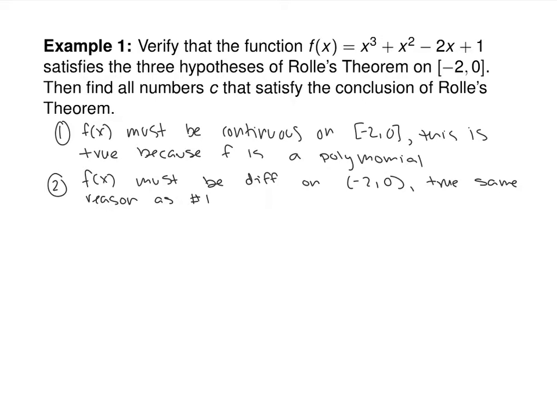And what's the final thing you have to check? That f of -2 is the same as f of 0? So f of 0 is super easy to work out, right? That's 1. F of -2 will be -8 plus 4 plus 4 plus 1, which also equals 1.